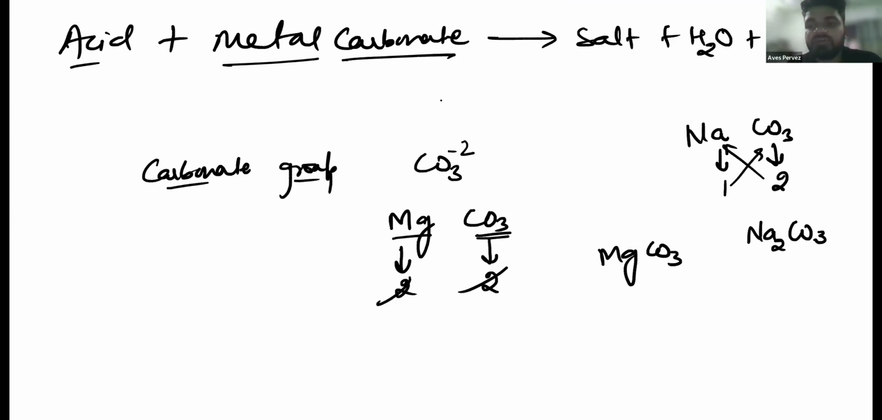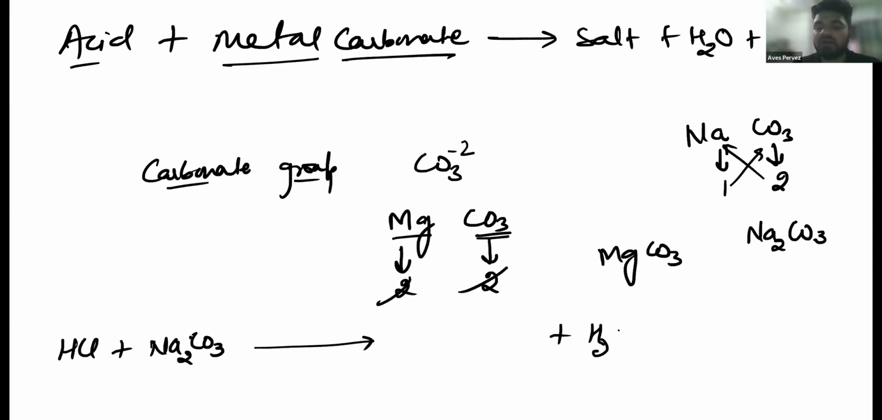Okay, now moving to the next point. For example, if I have an acid like HCl reacting with sodium carbonate, Na2CO3, what is it going to give you? Water plus carbon dioxide will be formed because it is the general equation. Now tell me what should be here, the type of salt that is formed. Name the salt. NaCl. This will be NaCl.